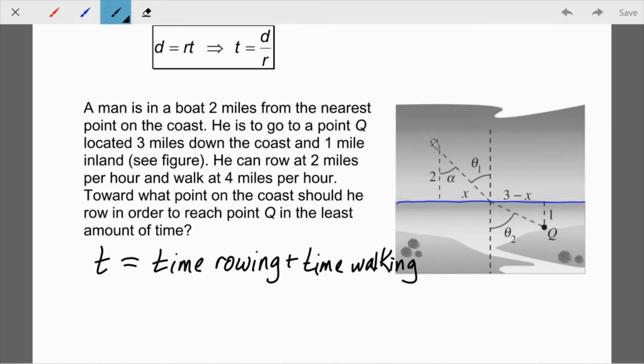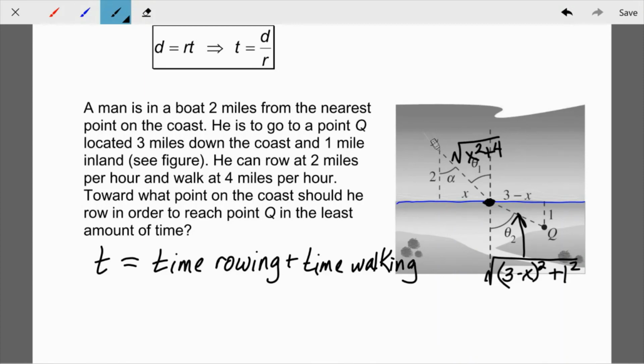So it says that he's trying to go to the point Q, 3 miles down the coast and 1 mile inland. And notice that the distance he is from the shore is 2. And then across to this point, we're saying is X units. So that means the distance that he's going to row is the hypotenuse of that right triangle. It'd be the square root of X squared plus 4. And then the distance that he is going to walk is going to be this part of it, that hypotenuse, and that would be the square root of (3 minus X) squared plus 1 squared. Okay, so those are the distances that I want to deal with.